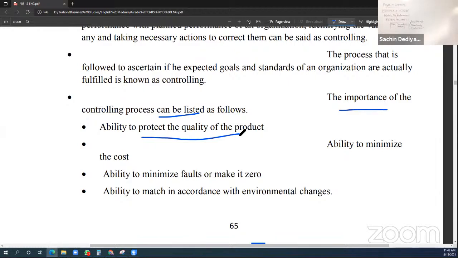And the ability to minimize faults. Faults and defects, you try to minimize, or maybe make them zero, but sometimes that could not be practical. But you try to keep them to a small number.